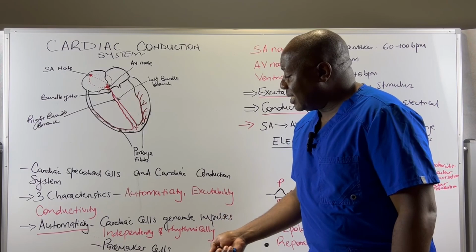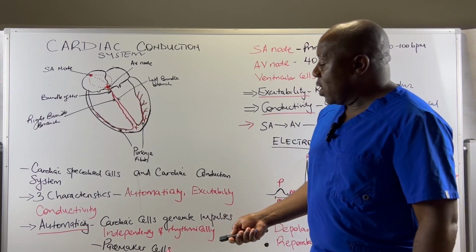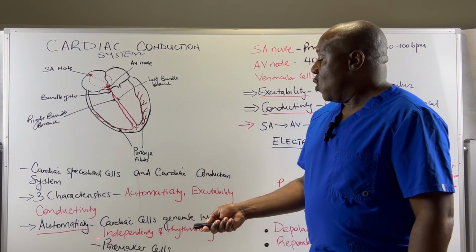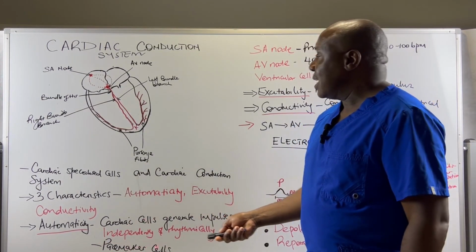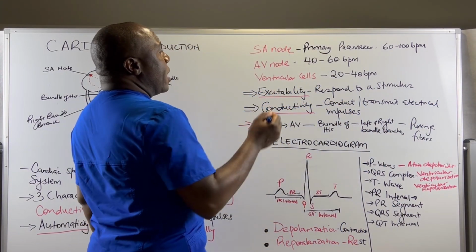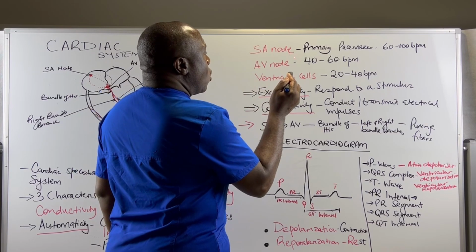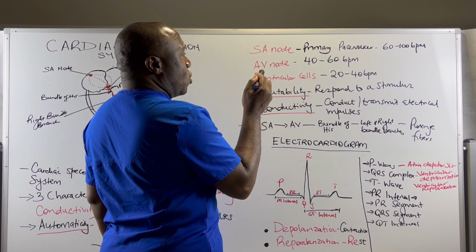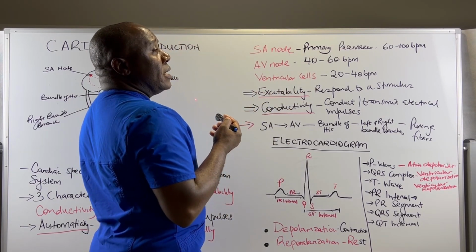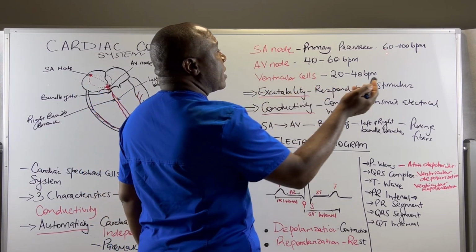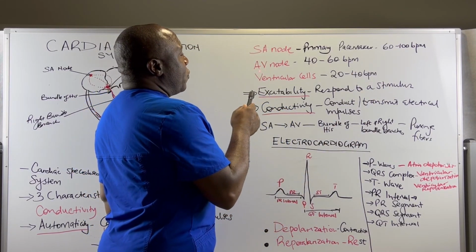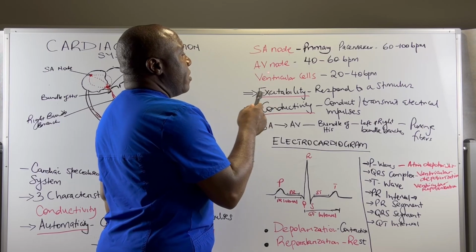Now, when cardiac cells generate electrical impulses, we refer to them as pacemaker cells. We can have pacemaker cells in any of three locations within the heart. One, we have the SA node or the sinoatrial node. This is the primary pacemaker of the heart, and it generates impulses at the rate of 60 to 100 beats per minute. Then we also have the atrioventricular node or the AV node.